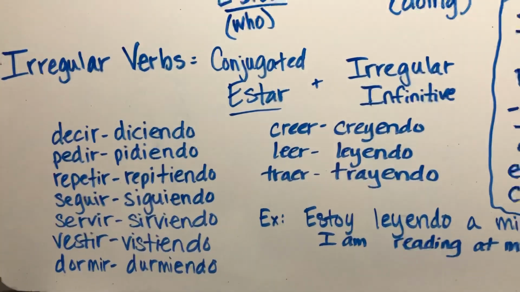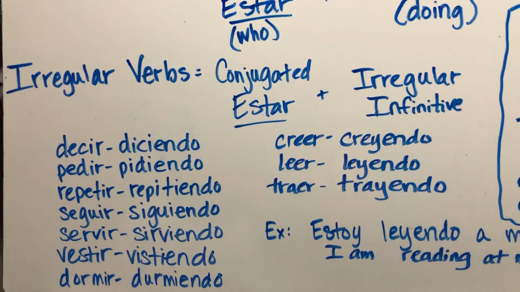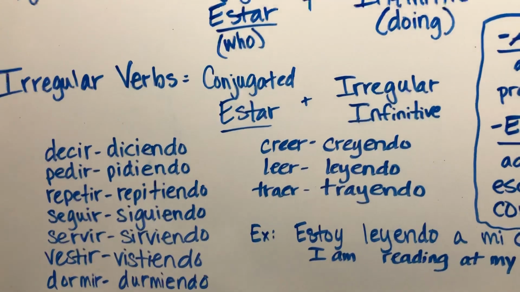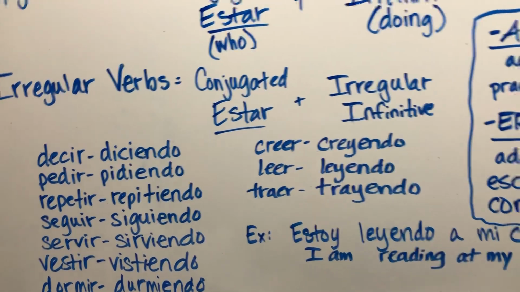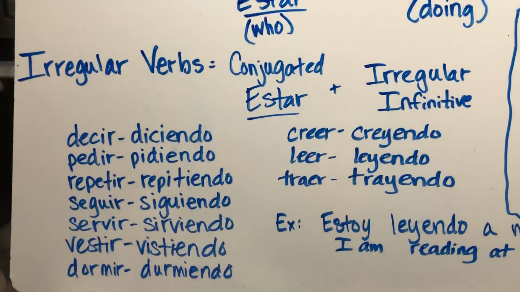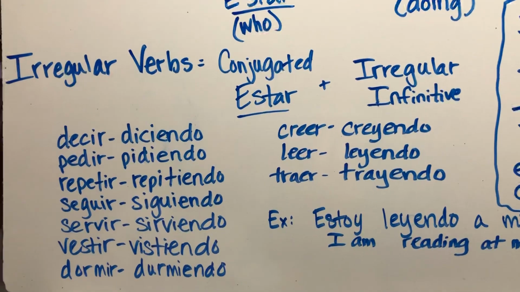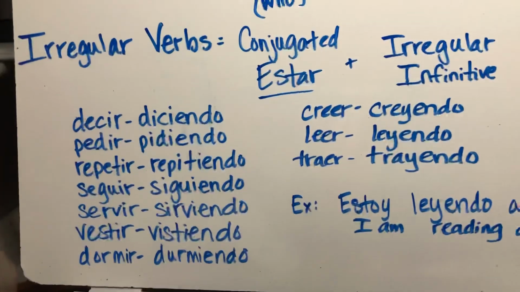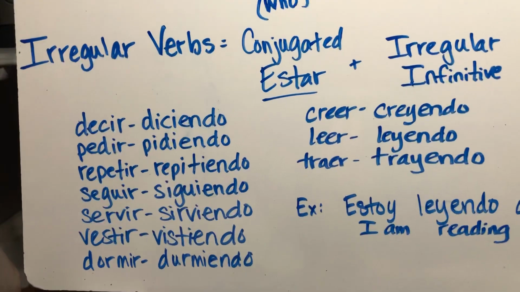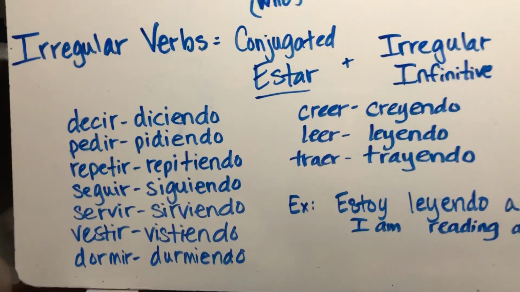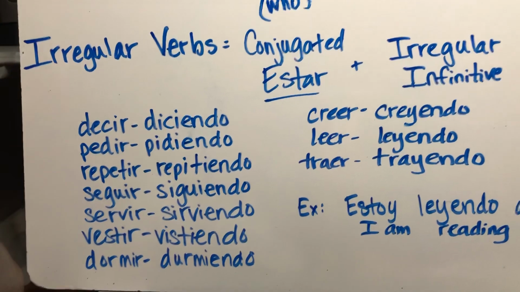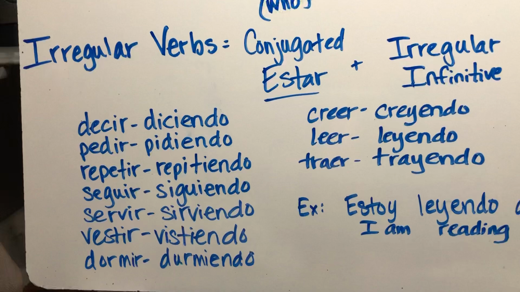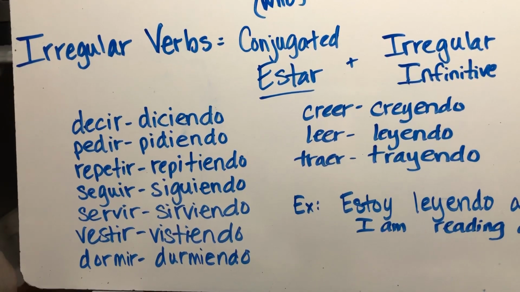The irregular verbs that they highlight for you on your page in the blue box on 171, you still have to conjugate estar, and now you just need to memorize. There isn't a hard rule. These are just the oddballs that just don't fit into the normal pattern. So you have here first, decir is to say or to tell. So you're telling or you're saying, and that is diciendo. Pedir, pidiendo, to ask. I'm asking. Estoy pidiendo, I am asking.